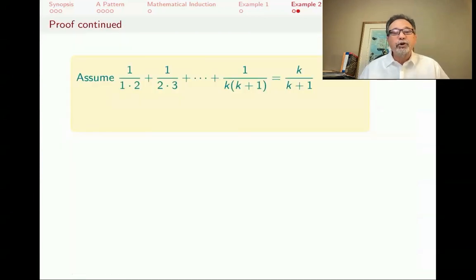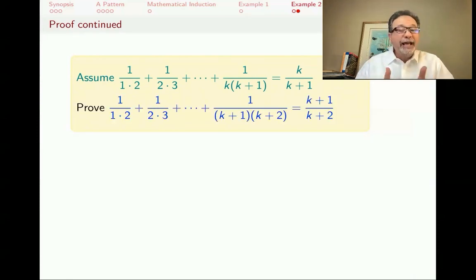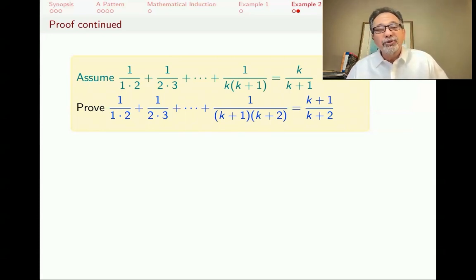I'm assuming that 1/(1 times 2) plus 1/(2 times 3), all the way till 1/(k times (k plus 1)) is k/(k plus 1). If you grant me that, then I'm going to convince you that 1/(1 times 2), 1/(2 times 3), all the way till 1/((k plus 1)(k plus 2)) is (k plus 1)/(k plus 2). And how do I do that?